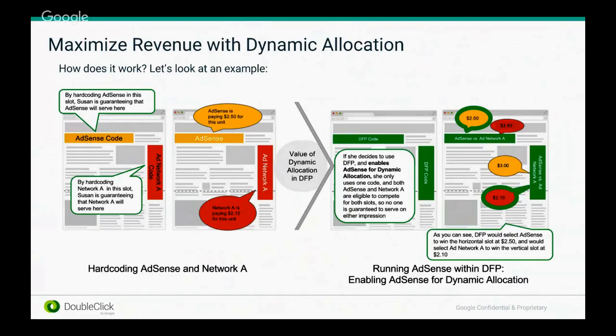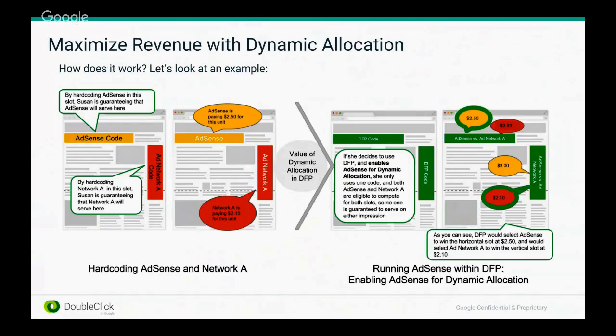Now, what happens when Susan decides to enable AdSense for dynamic allocation and use only one code, just the DFP tag on her website? What benefit will that provide? If you look at the right side of the screen now, the 728 by 90, which earlier would have gone directly to AdSense at $2.50, now that instead of hard coding AdSense, Susan has put a DFP tag there, both network A as well as AdSense are competing for the same slot. $3.50 is what network A could provide, and so DFP will give that impression to network A to fill and not to AdSense.